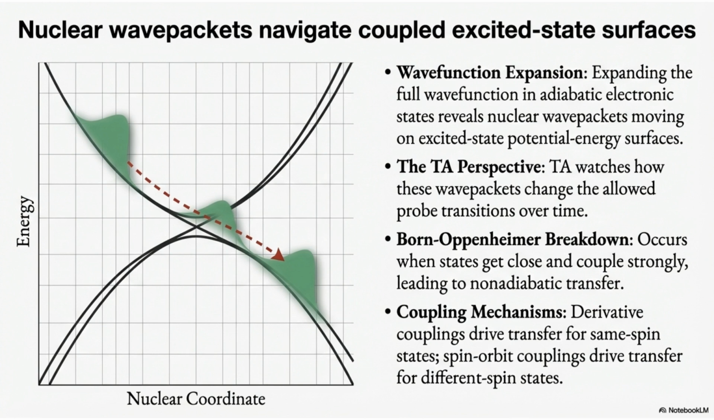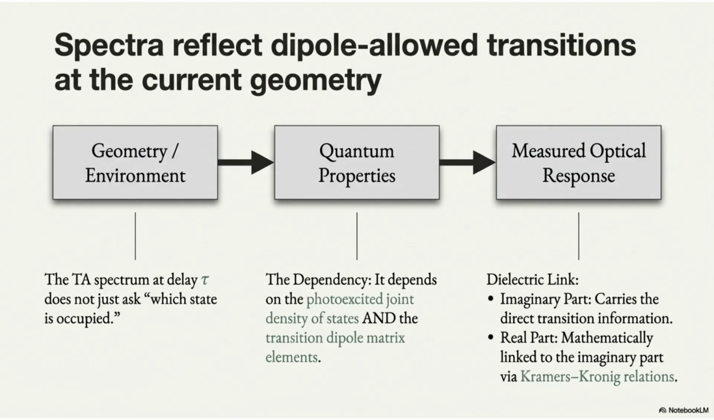Nuclear wave packets navigate coupled excited state surfaces. TA observes how these wave packets change the allowed probe transitions over time. Born-Oppenheimer breakdown occurs when states couple strongly, leading to non-adiabatic transfer. Spectra reflect dipole-allowed transitions at the current geometry.